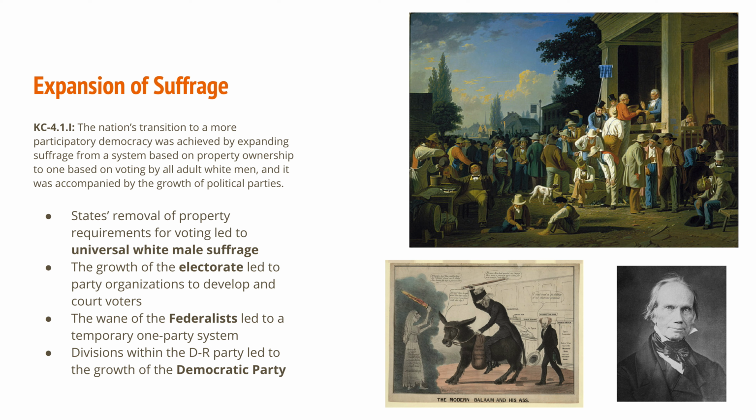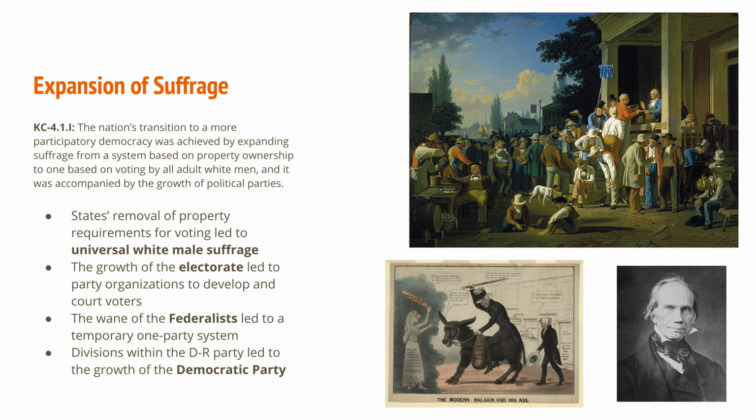This makes the size of the electorate, those who are eligible to vote, grow, and it leads to party organizations trying to develop and court the voters over to their side. So party politics becomes really important during this period. The party system between the Federalists and the Democratic Republicans dies out shortly after the War of 1812 due to the Annapolis Convention. And for a while, we have a one party system really during the presidency of James Monroe.